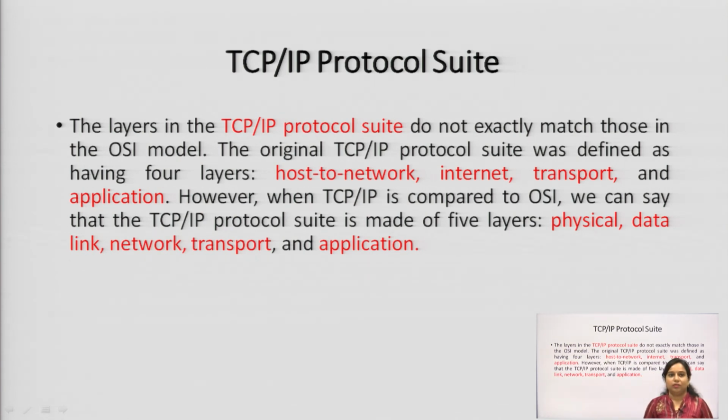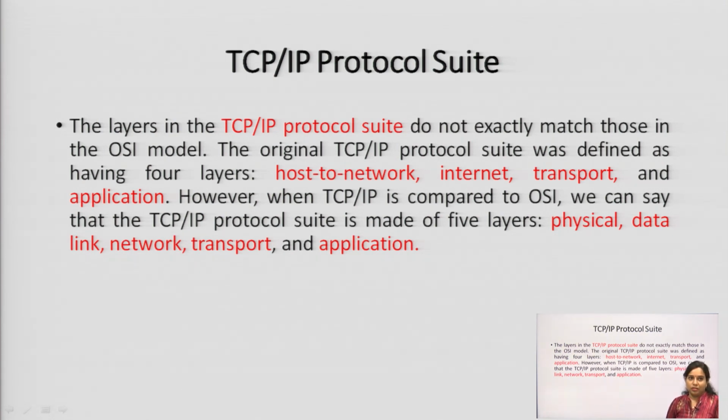Till now we have discussed the ISO OSI model, where 7 layers are involved: physical layer, data link layer, network layer, transport, session, presentation and application. Next, we will move to the TCP/IP protocol suite. What is TCP/IP? TCP means Transmission Control Protocol / Internet Protocol.